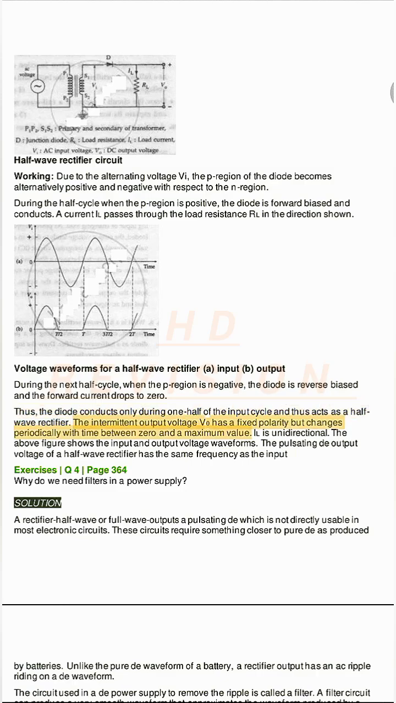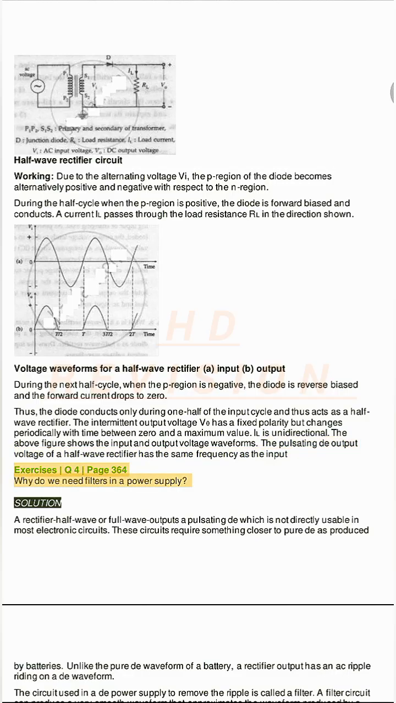rectifier. The intermittent output voltage V0 has a fixed polarity but changes periodically with time between 0 and a maximum value. IL is unidirectional. The above figure shows the input and output voltage waveforms. The pulsating DC output voltage of a half-wave rectifier has the same frequency as the input.